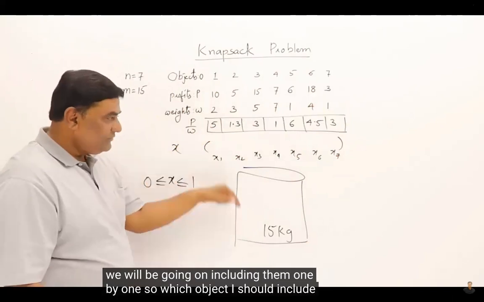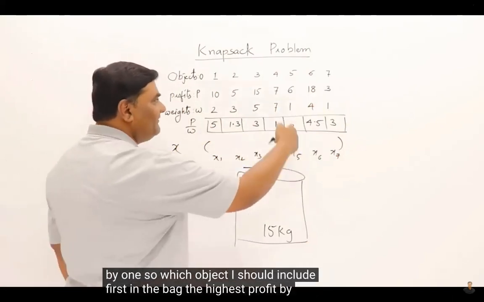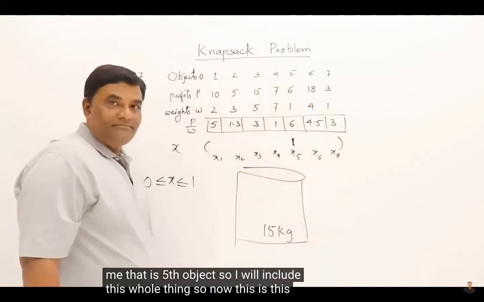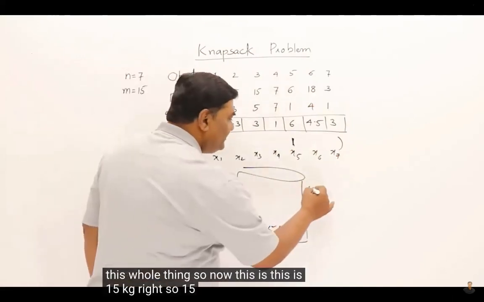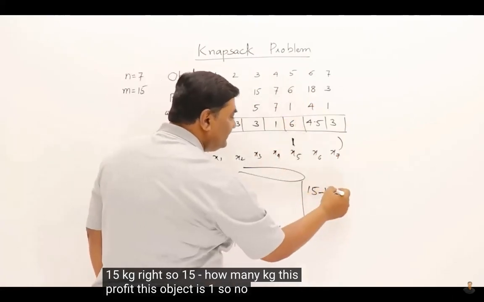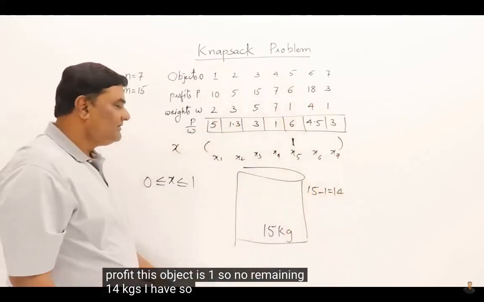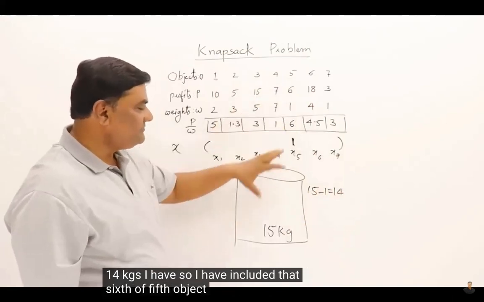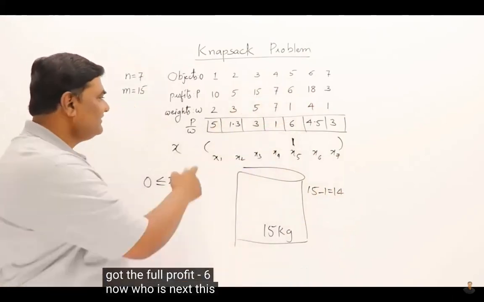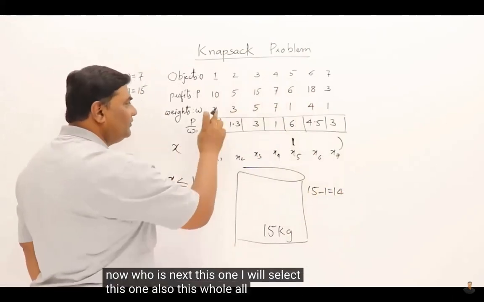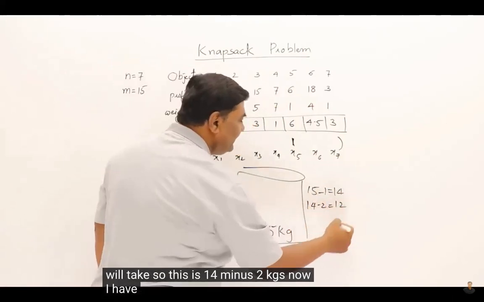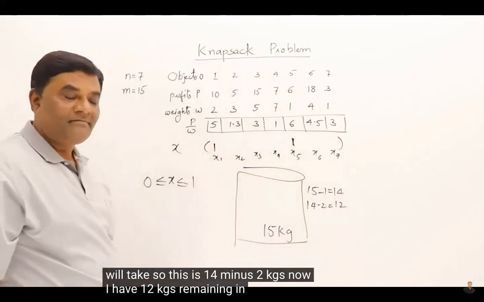So which object I should include first in the bag? The highest profit by weight, that is 5th object. So I will include this whole thing. So now this is 15 kg, right? So 15 minus how many kg this object is 1. So now remaining 14 kgs I have. So I have included that 5th object in the bag and I got the full profit 6. Now who's next? This one. I will select this one also, this whole, all 2 kgs I will take. So this is 14 minus 2 kgs. Now I have 12 kgs remaining in the bag.